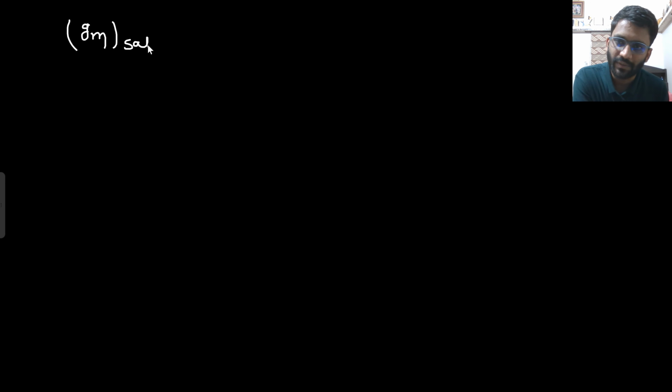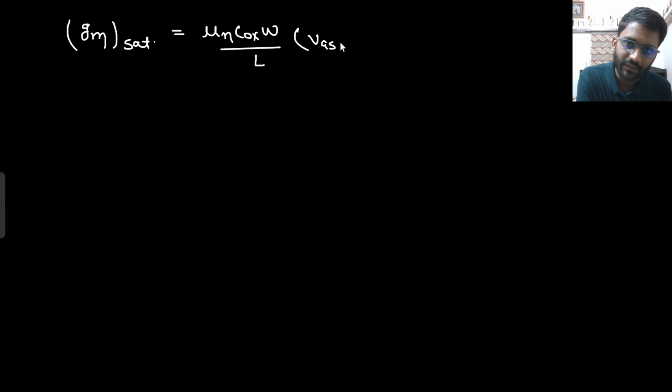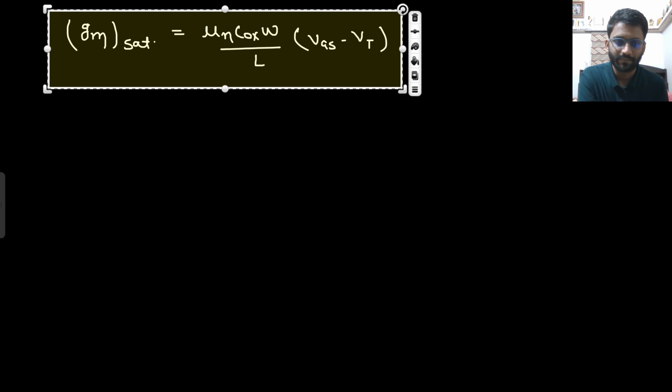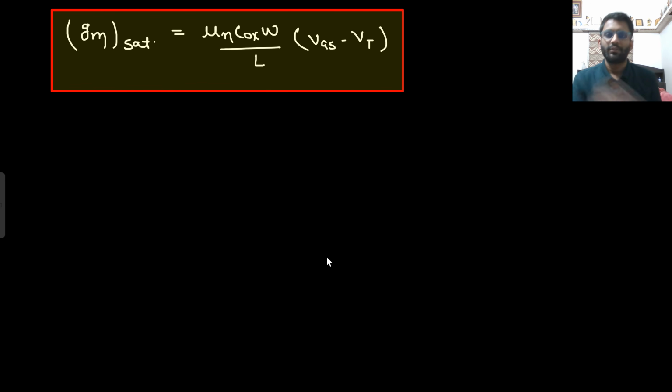What will be the GM of saturation region? Mu n COX W by L VGS minus VT. That's it. So this is the GM. Now how can you comment whether this will be a large value or low value? How will you comment?